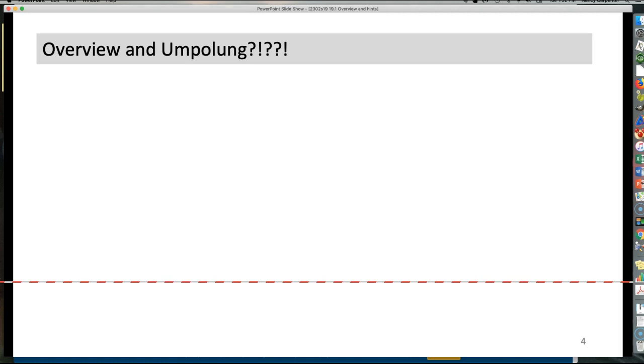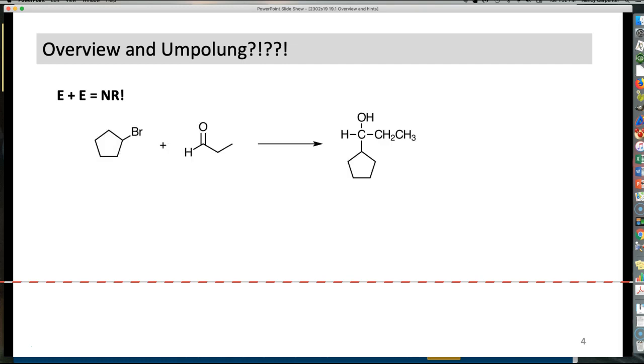What is this Umpolung stuff? Well, Umpolung is a fancy German word for a pretty straightforward concept, and it has to do with the fact that we know our electrophiles and nucleophiles, and we know that if I try to react an electrophile with an electrophile, it's not going to work. It's no reaction. So here are my two electrophiles.